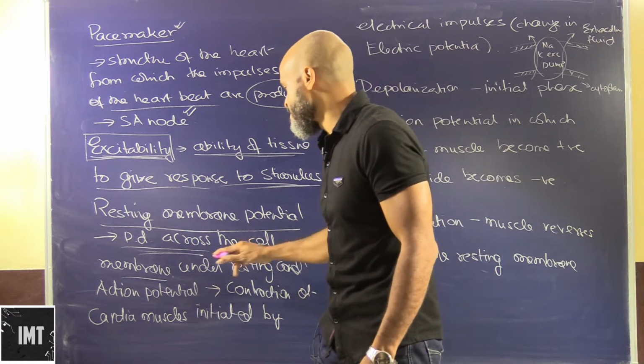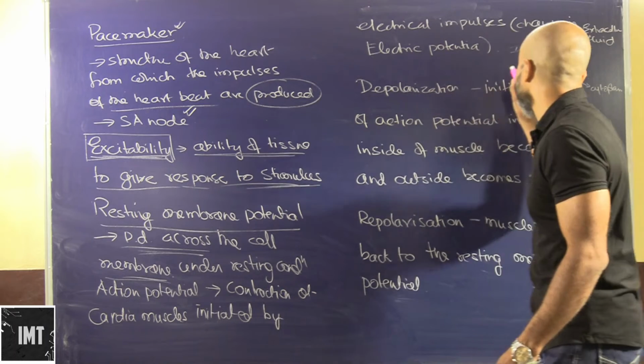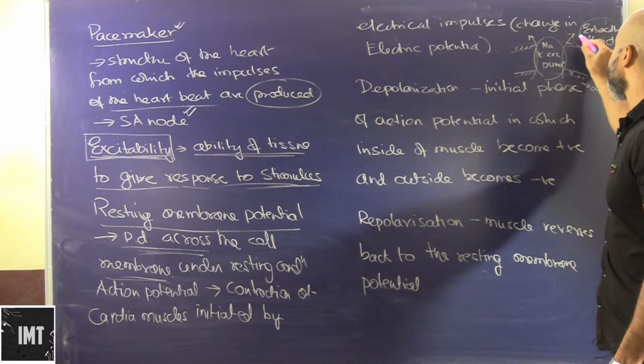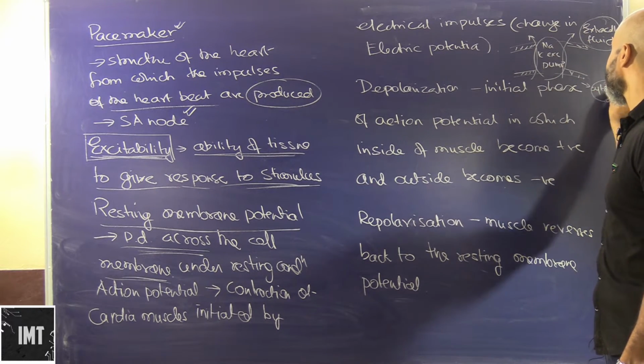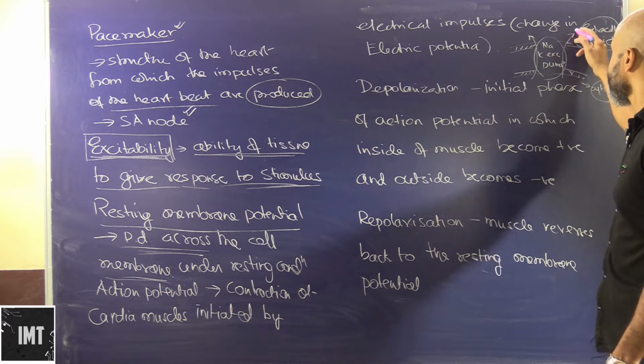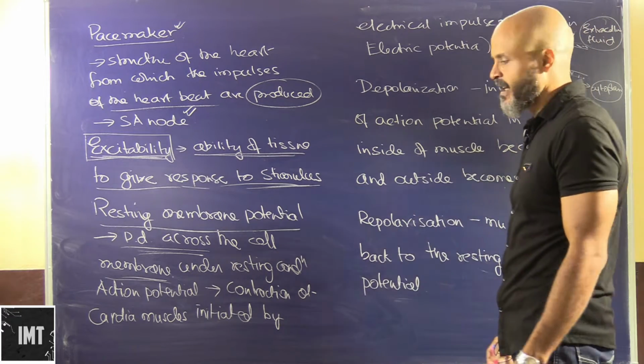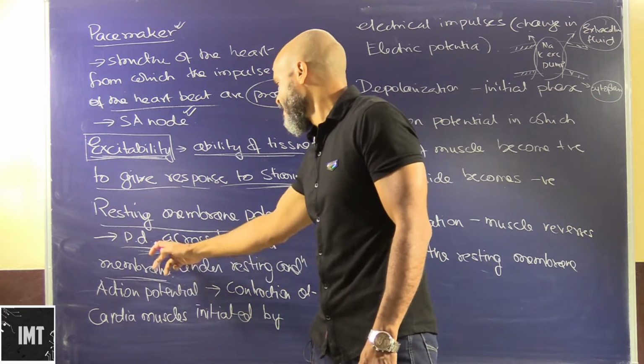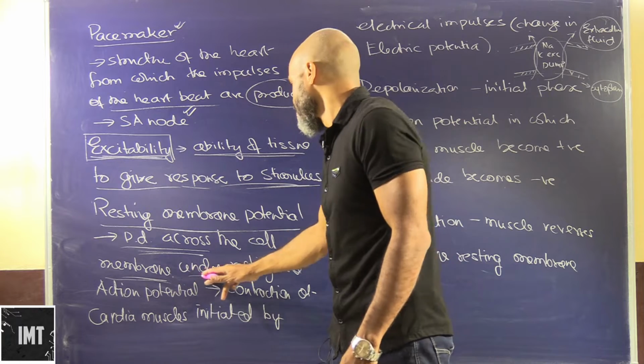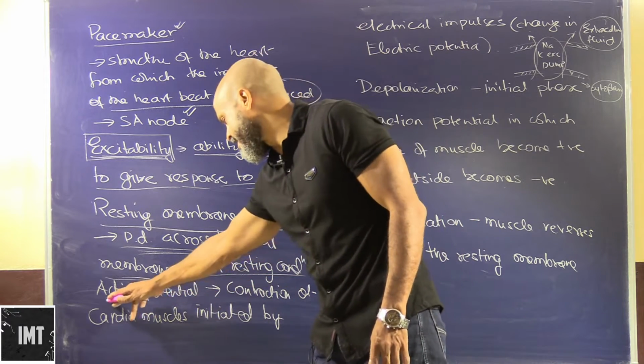So the potential difference is across the cell membrane. Let's say here we have the cell membrane, there is an extracellular fluid and there is an intracellular fluid, which is the cytoplasm. Whatever potential difference we have across this is known as the resting membrane potential, under resting conditions.